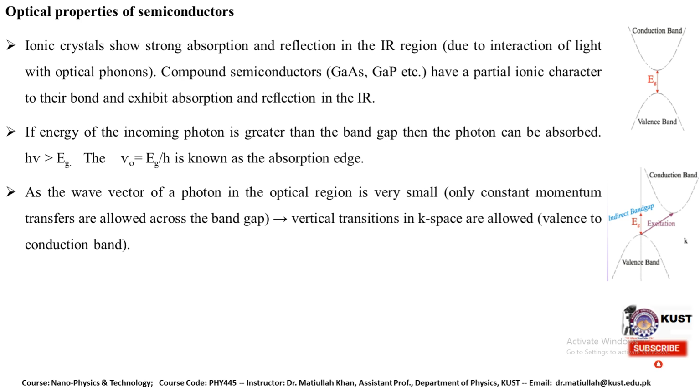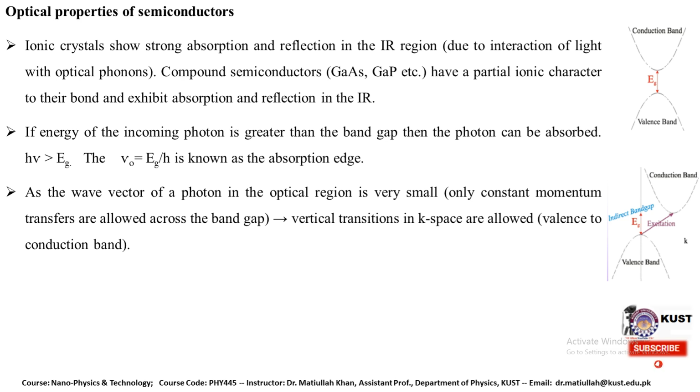Here on the right side of the figure we can see different types of band structure. The first one is the direct band gap. The definition of the direct band gap is that when the top of the valence band and the bottom of the conduction band lie at the same value of k, we say this is a direct band gap semiconductor. But in some cases, not for all semiconductors, the top of the valence band and the bottom of the conduction band lie at different values of k. That is called an indirect band gap.